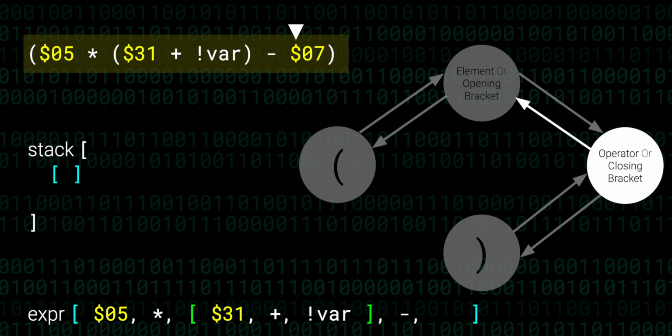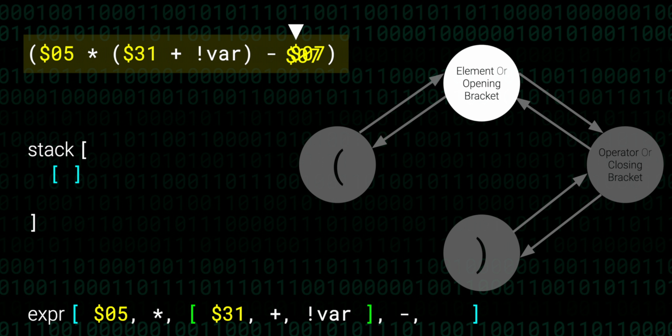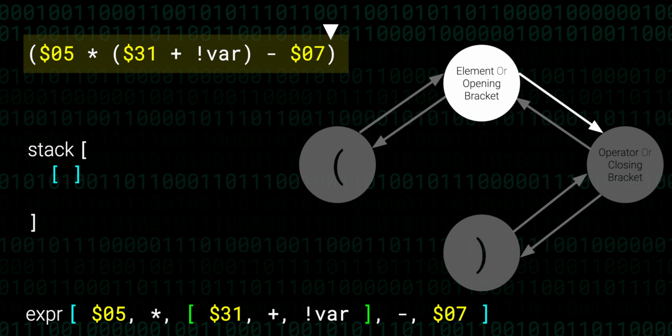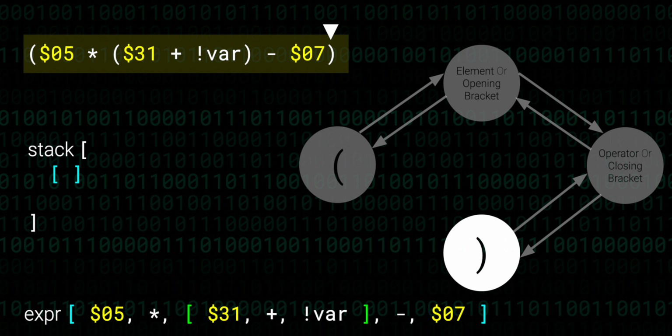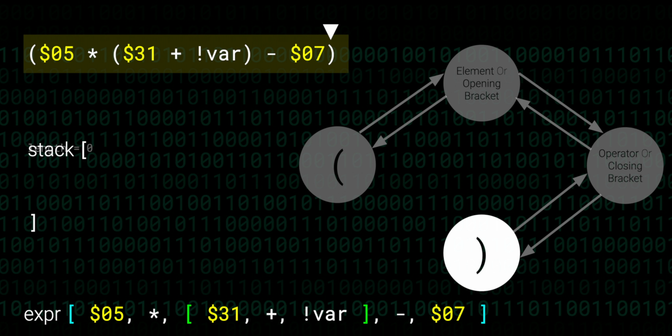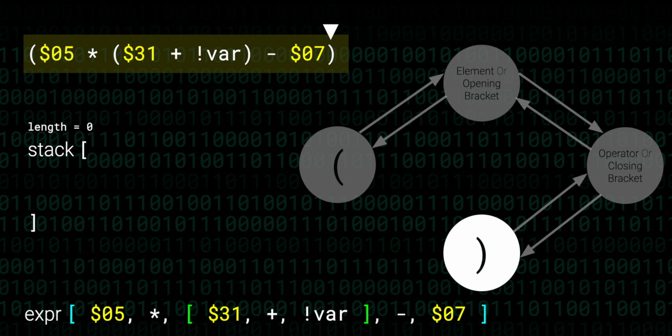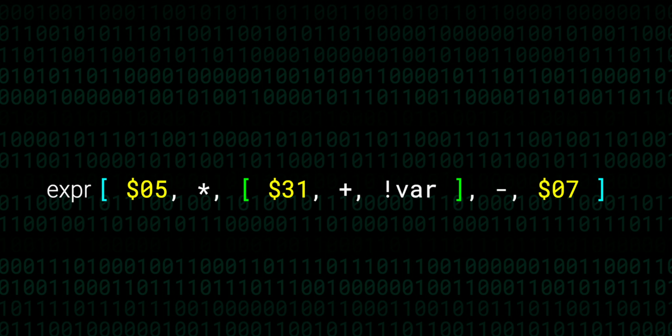Next, we move to the element or opening bracket state, where we capture a hex literal and back again, finding our final closing bracket. After we pop that reference from the stack, it's now empty, signaling that we're complete, and the final expression result array looks like this.